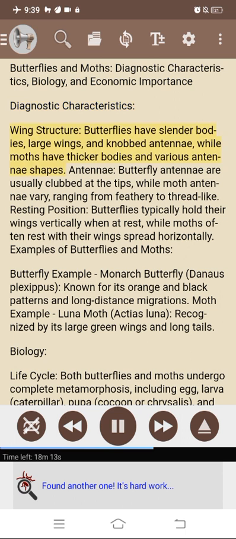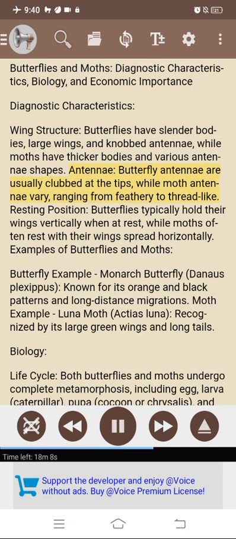Diagnostic characteristics. Wing structure. Butterflies have slender bodies, large wings, and knob antennae, while moths have thicker bodies and various antennae shapes. Antennae. Butterfly antennae are usually clubbed at the tips, while moth antennae vary, ranging from feathery to thread-like. Resting position. Butterflies typically hold their wings vertically when at rest, while moths often rest with their wings spread horizontally.